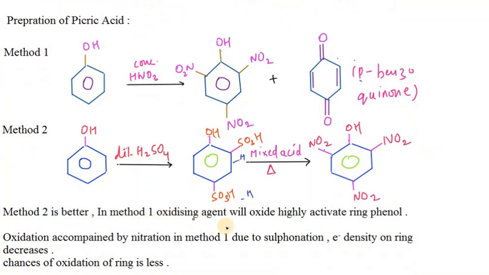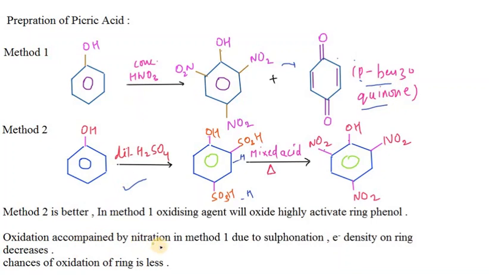In method 1, the oxidizing agent will oxidize the highly activated ring of phenol. The formation of picric acid is better by the second method, because in method 1 the oxidizing agent will oxidize the ring so highly that it may form this parabenzoquinone also. So it is a very strong oxidizing agent.